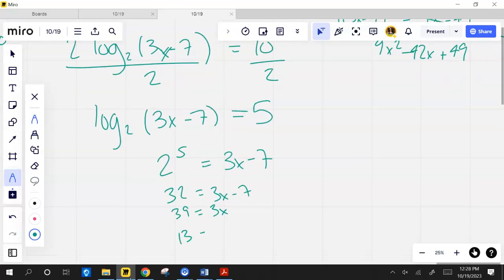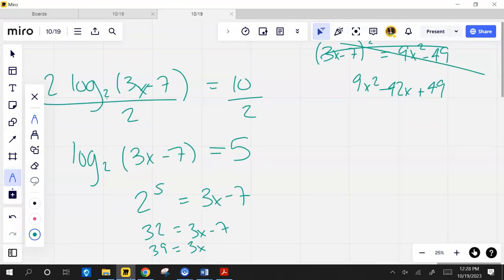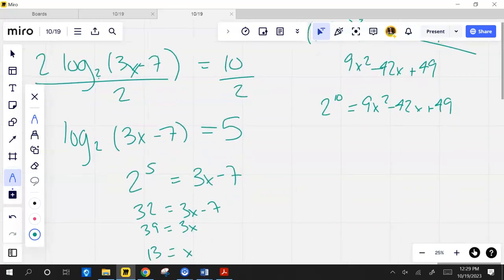13 is the solution. If I did it the other way, I would have 2 to the 10th power equals 9x squared minus 42x plus 49. And then I'd have to solve that quadratic. And if you went back and plugged it in, only one answer would work, and it would be the 13. So do y'all need me to go through and do that?